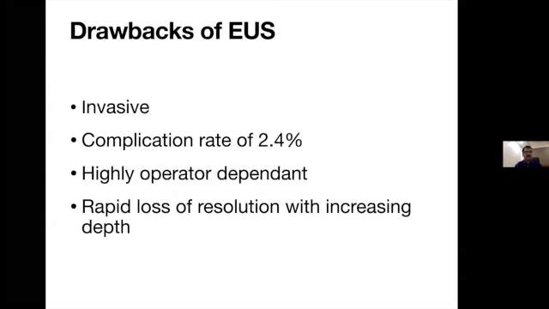There are some drawbacks of EUS. It is invasive, complication rate 2.4%, highly operator dependent, and when you have a larger cystic lesion, there is rapid loss of resolution with increasing depth. So for a cyst more than 5 centimeters, the characterization may be difficult by using endoscopic ultrasound.